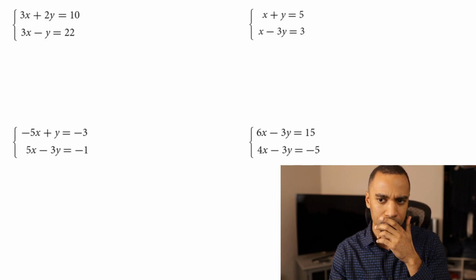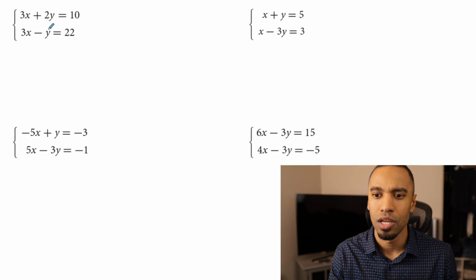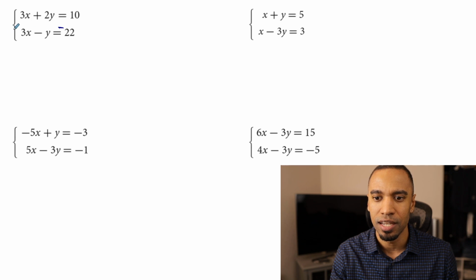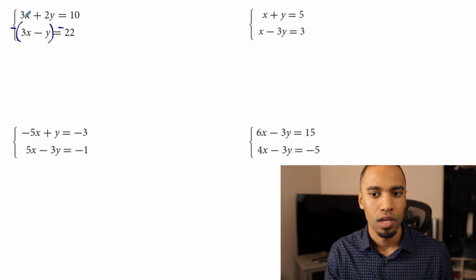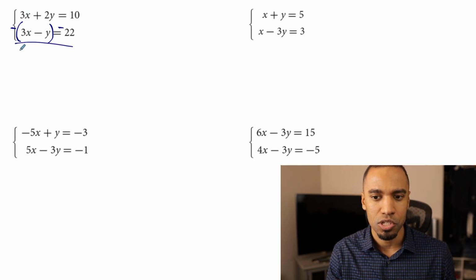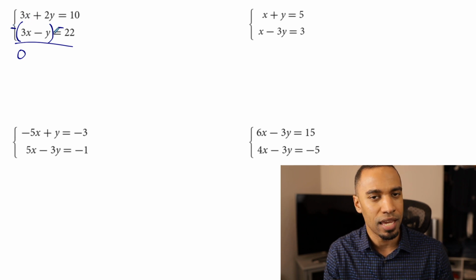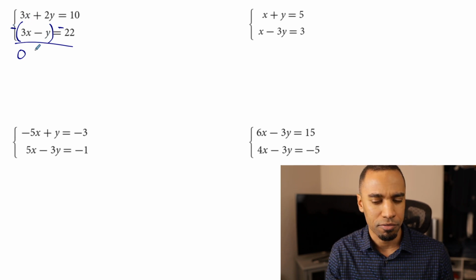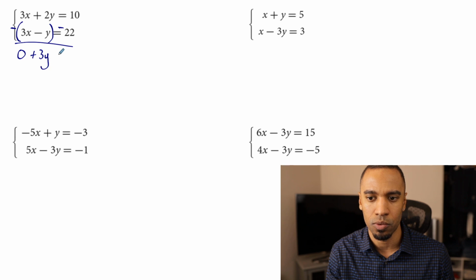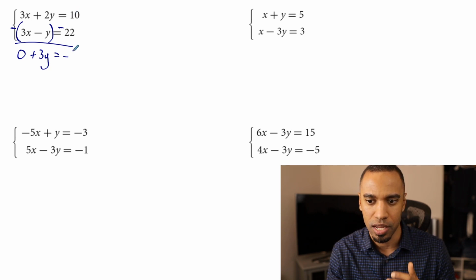You know what you could do instead? What if we subtract? What if I subtract 22 on this side, and then on this side subtract all of 3x minus y? I do 3x minus 3x, that'll give me 0 right there. 2y, and here's the tough part, 2y minus negative y becomes positive 3y, so plus 3y equals, and there's your 10 minus 22, which is negative 12.